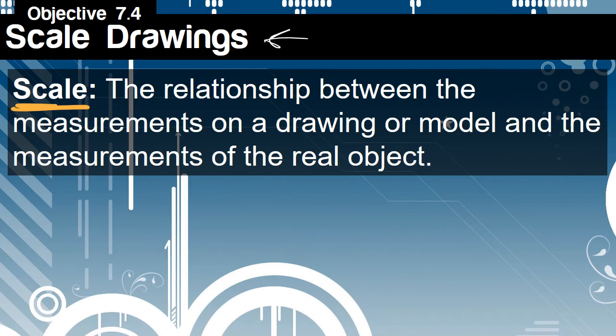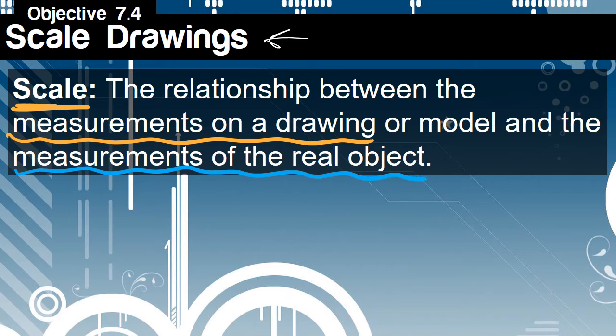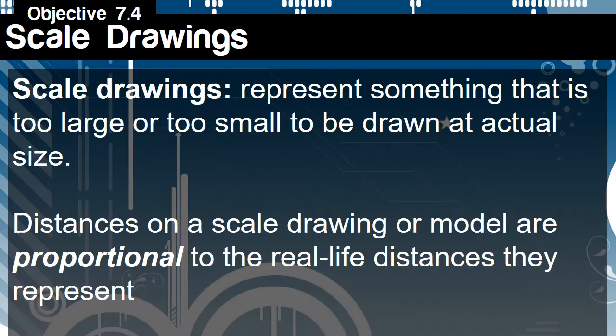So the first word we have is scale. When we talk about the scale, this is the relationship between the measurements on the drawing or the model and the measurements of the real objects. So we talk about scale drawings. This is using the scale now. What we're doing is we're drawing something that's either too large or too small to be drawn in actual size.